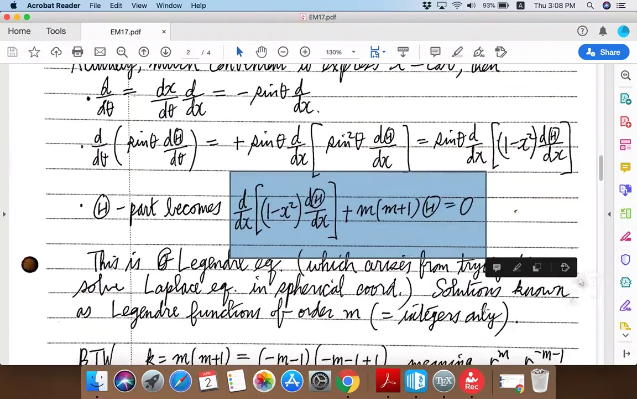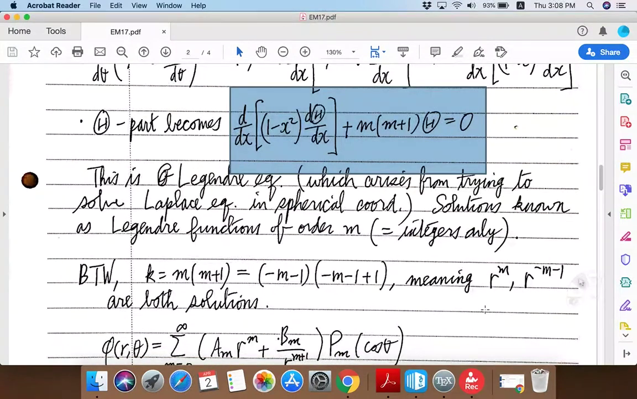Okay, so this is not exactly the most friendly looking equation you have, but actually this is a pretty famous one. Actually, this is one of the most famous second order differential equations that was ever discovered. And this is called the Legendre equation, named after some French mathematician.